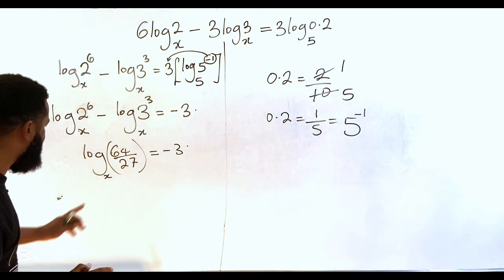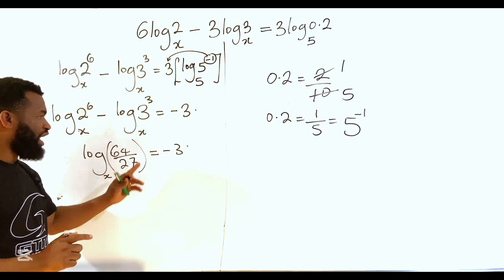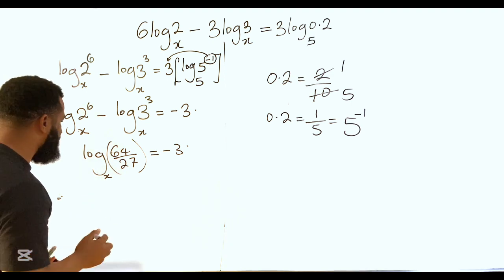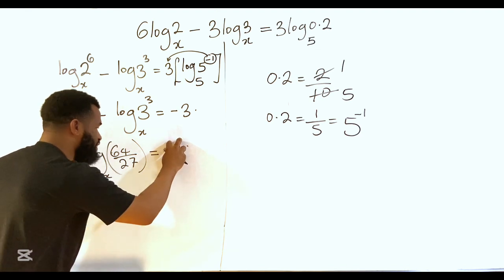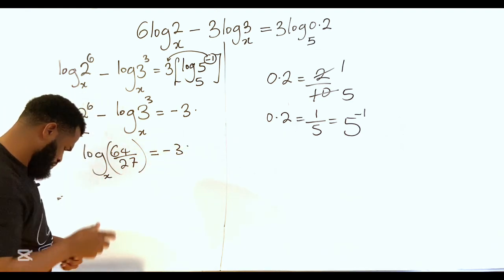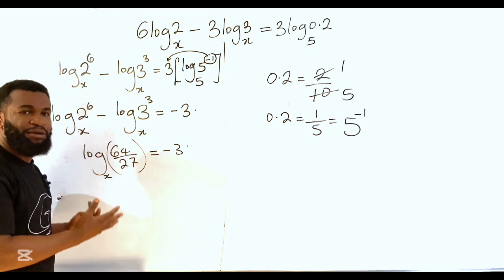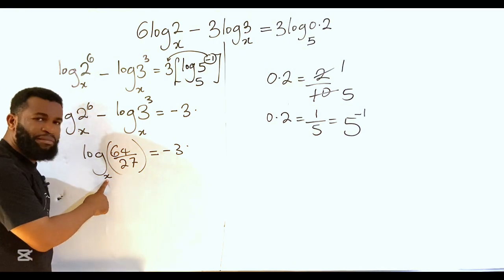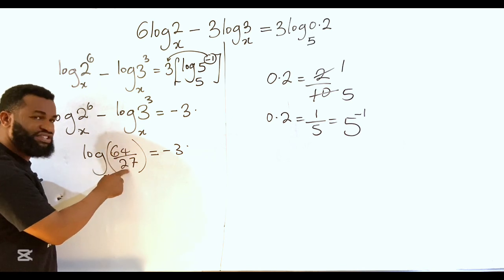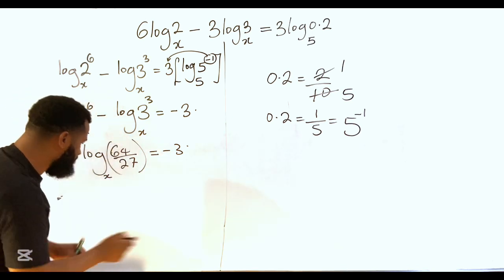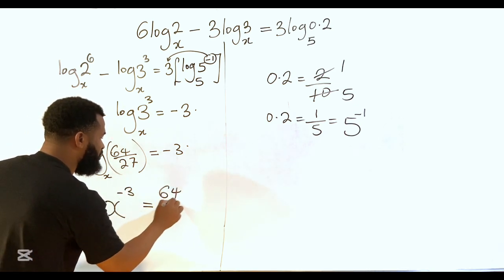This one will not have a common base, so I'm going to apply an exponential equation. I'm going to convert the logarithmic function to exponential function. How do I do that? I will carry this one to the power of x. Because this mathematical statement can be converted to saying, what power am I going to raise this x to in order to get 64 over 27? And the answer is minus 3. Therefore, x raised to power minus 3 is equal to 64 all over 27.